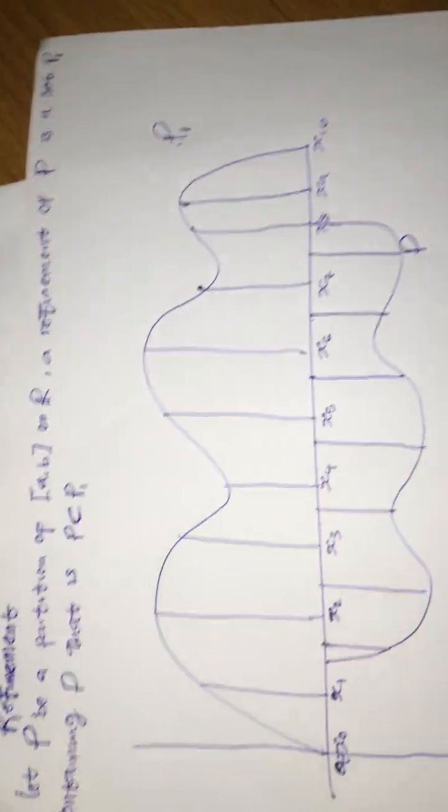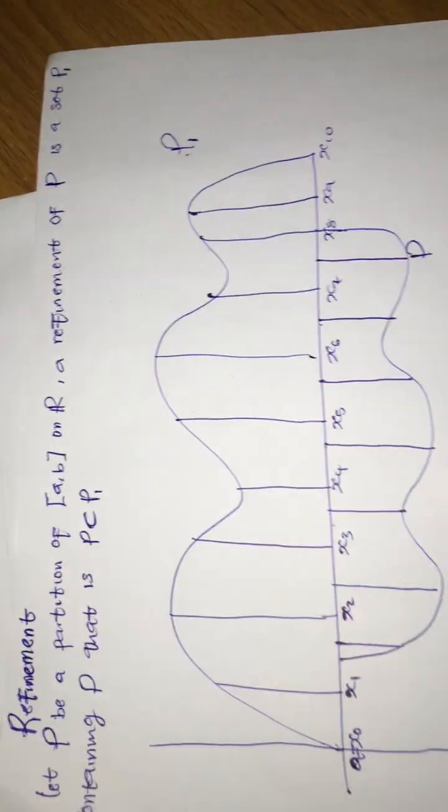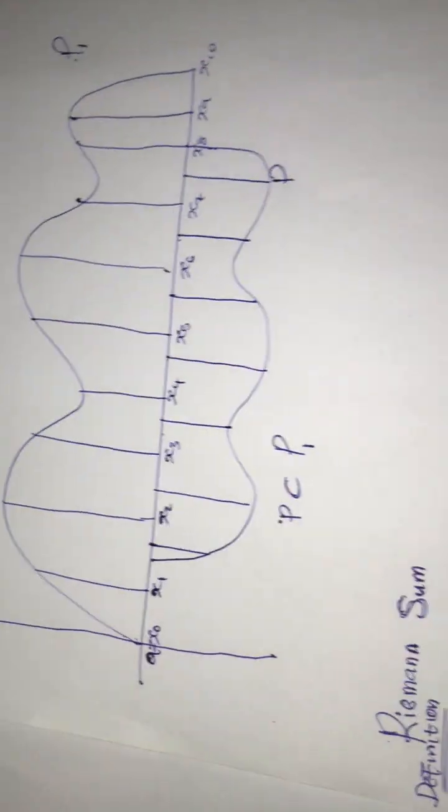So the refinement of P is what? The partition P1. So P is contained in what? In P1. Hope you grab it. So that's the definition of refinement.